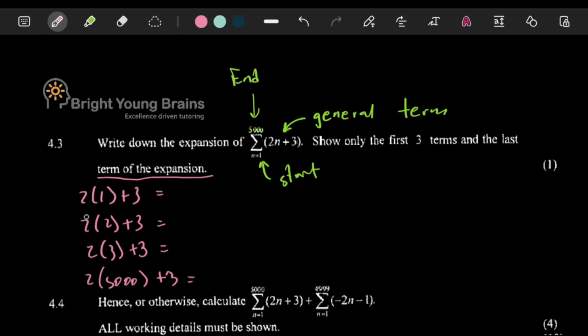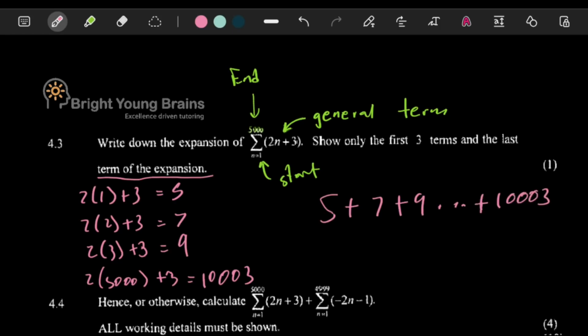Let me just get these numbers here. 2 plus 3, that's 5. 4 plus 3, that's 7. 6 plus 3, that's 9. This is 10,000. 10,000 plus 3, that's 10,003. So if they want you to show only the first 3 terms and the last term, it's 5 plus 7 plus 9 ... plus 10,003. This is what your expansion is going to look like.